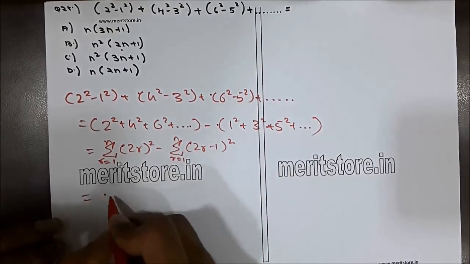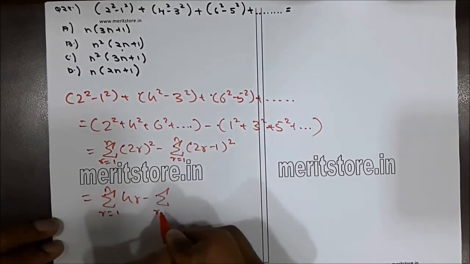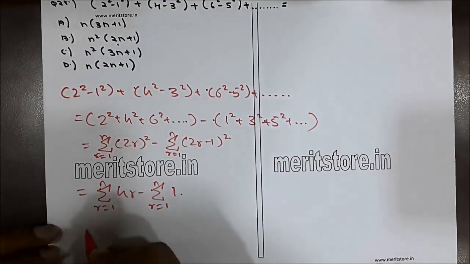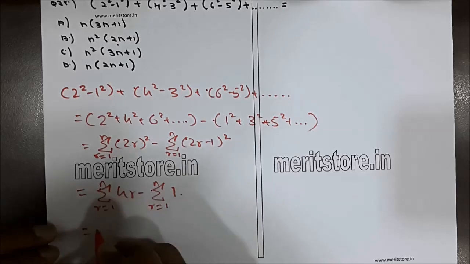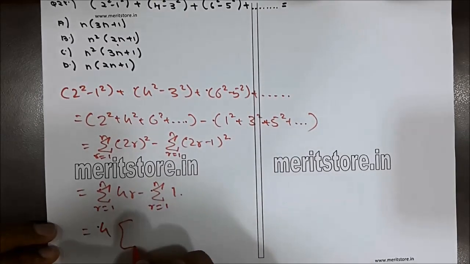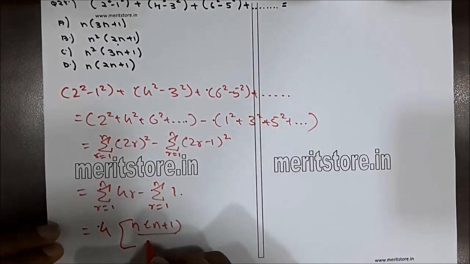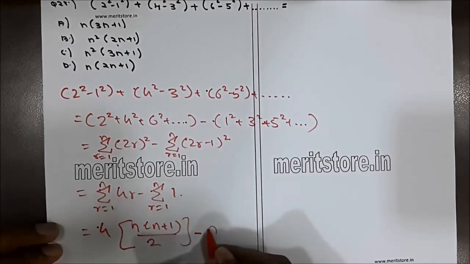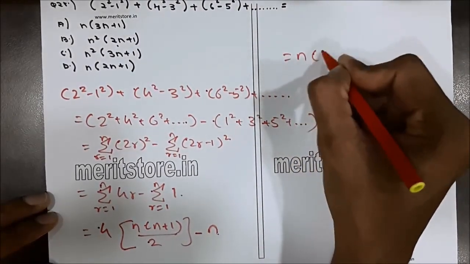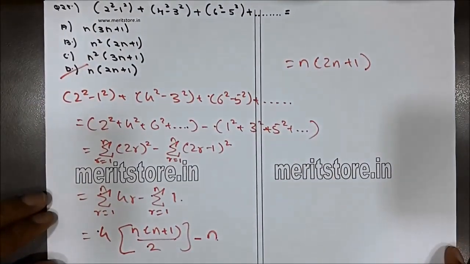We solve this, we get summation of r is equal to 1 to n of 4r minus summation of r is equal to 1 to n of 1. If we solve this, we can take 4 as common, and we get 4 times n plus 1 upon 2 minus n. Therefore we solve this, we get n times (2n plus 1), which is our option D. Therefore option D is the correct answer.